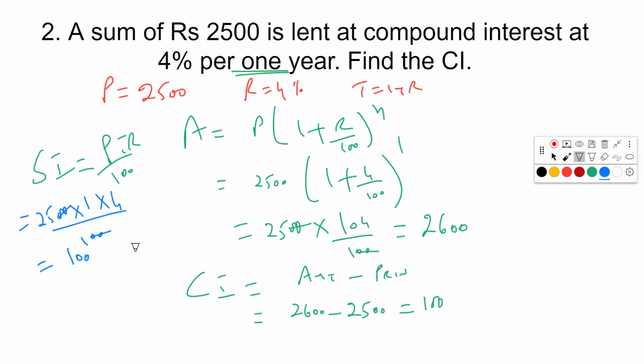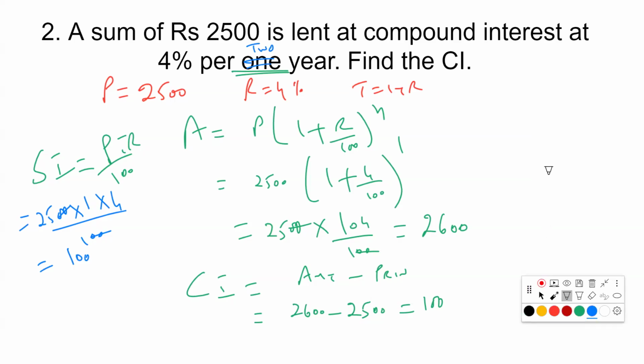Say, for example, you do it for 2 years now. So in case this is 1 year, what if I change it to 2 years? You know simple interest. Let's do it like this. Simple interest for 2 years: for 1 year, you calculated 100. Simple interest doesn't change. Second year also, it will give you 100. So it is 200. This is simple interest.